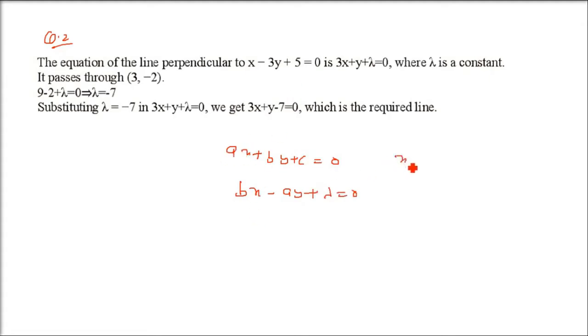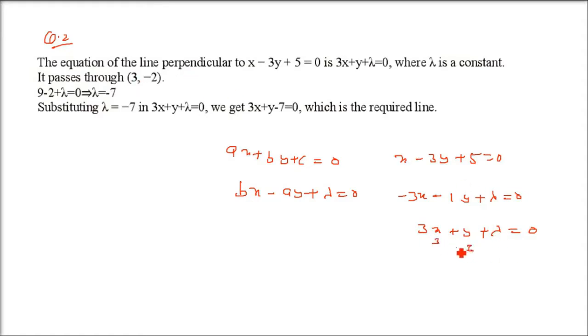So here we have x minus 3y plus 5 equals 0. We take b here, so minus 3, and a here, so it will be 1. A and b change places, and I change the sign also. So minus, plus lambda equals 0. Let us multiply both sides by minus 1, so that we get mostly positive: 3x plus y minus lambda equals 0. And minus lambda or plus lambda doesn't matter, so you can just write 3x plus y plus lambda equals 0. So this is our final line.